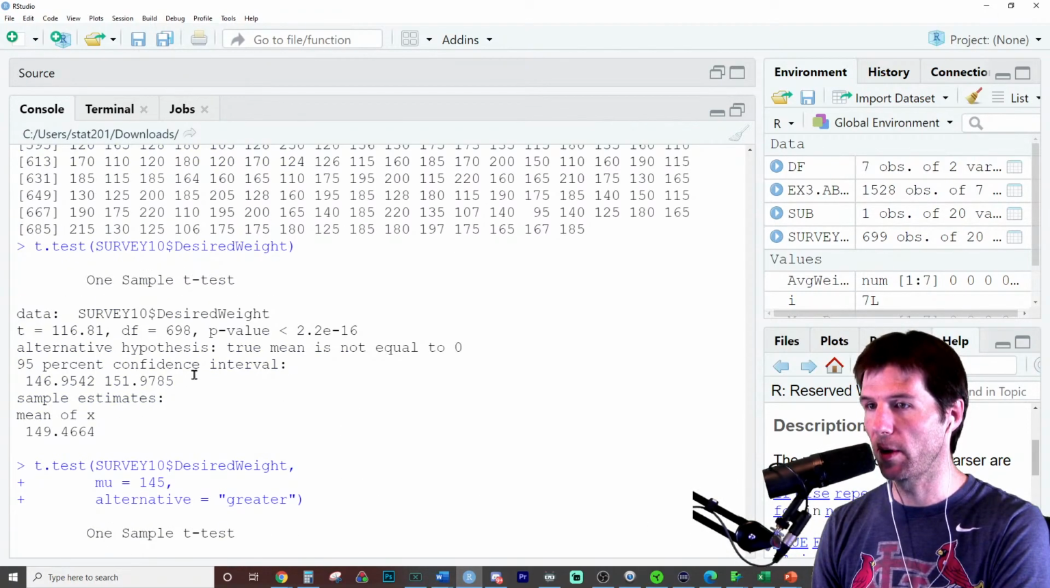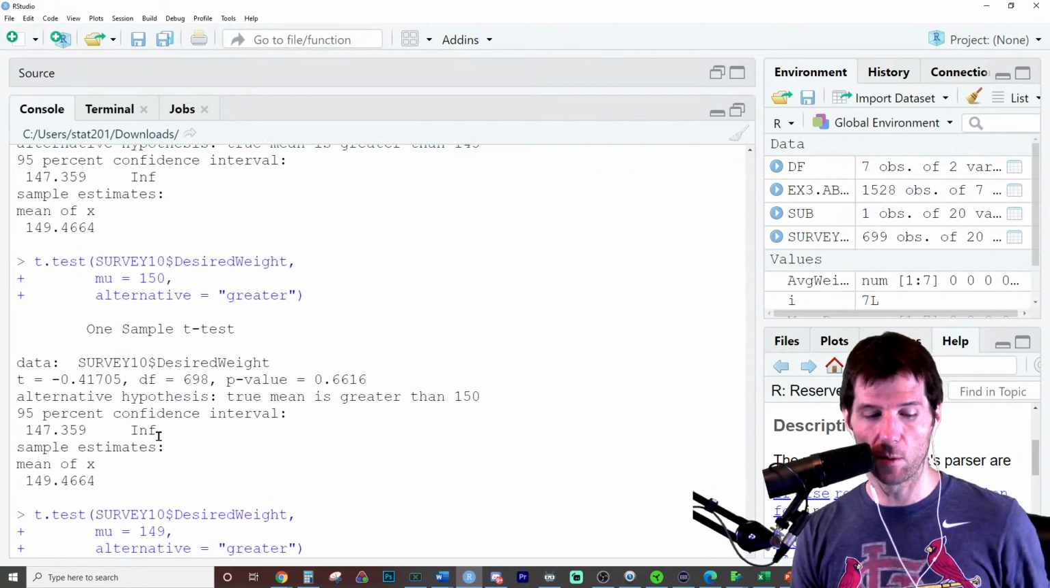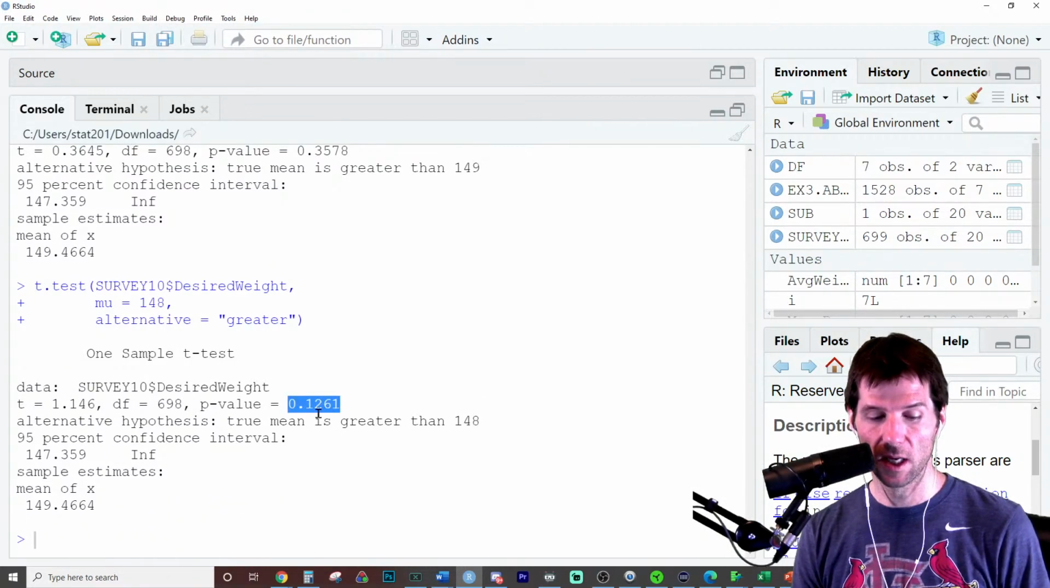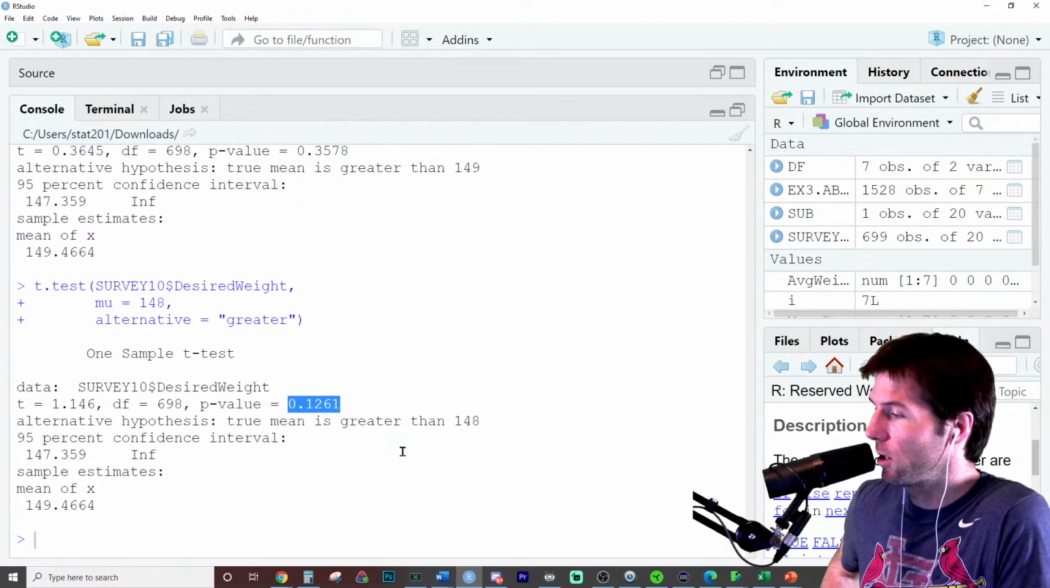You'll also notice with our interval, we get possible values. Frankly, if you plug any value in the interval like 148 in here, you will get that you won't reject, because values in the interval are possible values, and you won't reject the null. So the interpretation would be the students would want their true average weight to be 150, but the t-test shows that we'd reject the null hypothesis. 145 isn't in the interval.